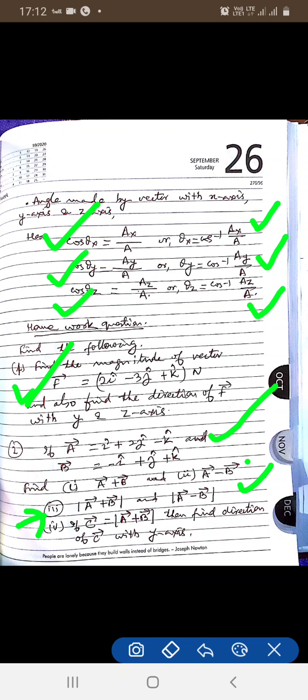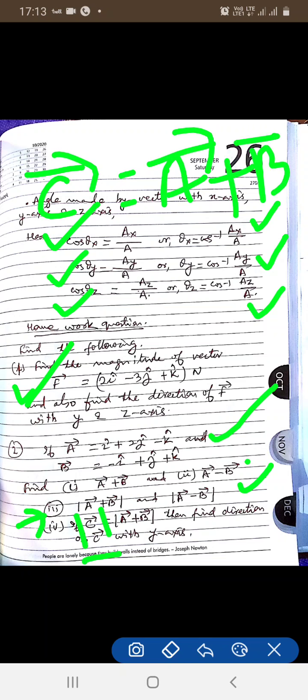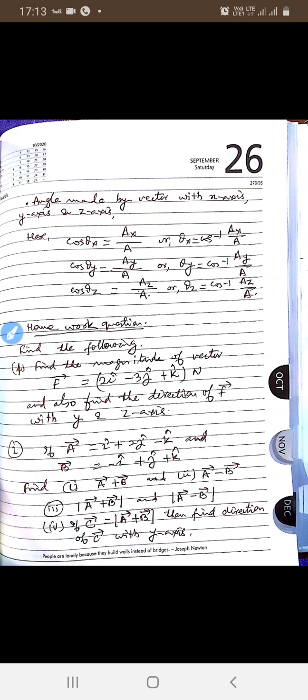So mod vector A plus B is equal to 3, and the direction of this vector C, if vector C is equal to vector A plus B. You can correct here, if vector C is vector A plus vector B, then what will be the direction of vector C with y?